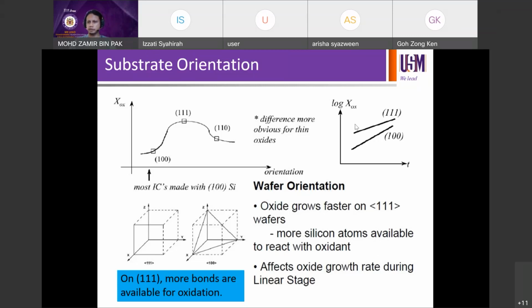Okay, can you see the slides on the screen? All right, good.